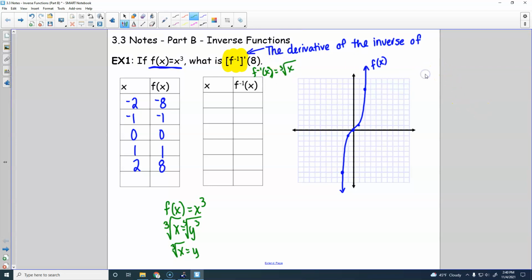So I could plug numbers into that, or I could just switch the x and y columns in my graph, right? I could just do -8, -2, -1, -1, 0, 0, 1, 1. Those don't actually change very much there. So I would have these points, -8, -2, -1, and over here, 2, 8. So this function here would be my f inverse of x.